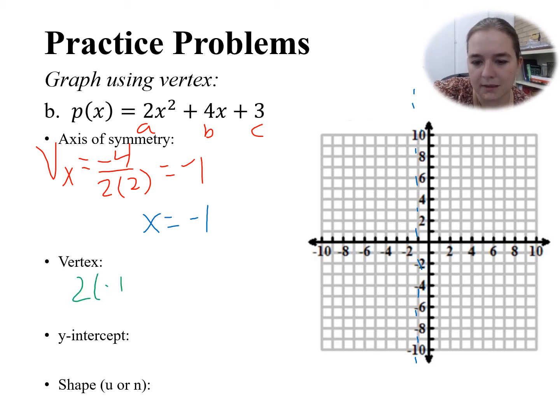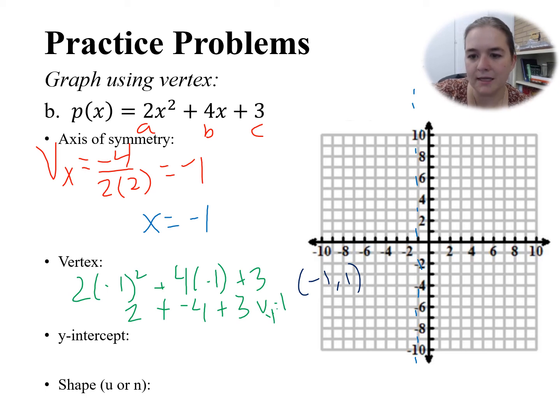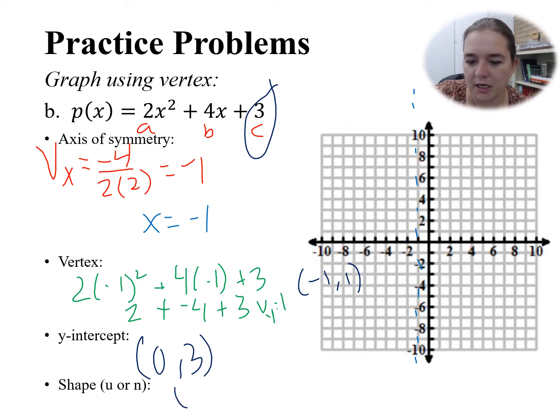To find the vertex itself, now I need to take that x value of -1 and plug it in. So I get 2 times -1 squared plus 4 times -1 plus 3. Well, -1 squared is +1, times 2 is 2. 4 times -1 is -4, plus 3. And if I go through my steps here, I get a value of 1. Vy is 1. So my ordered pair is going to look like -1, +1. My y-intercept is my c value, so my y-intercept is 0, 3. And my shape is again going to be U-shaped because I see that my a value is positive.